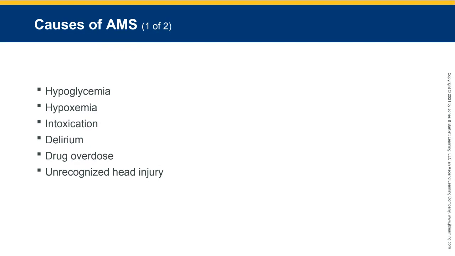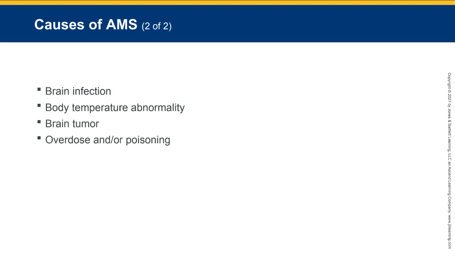The altered mental status can also be caused by drug overdose. There are various drugs, which you will discover in your toxicology lecture. It can be due to unrecognized head injury. It can be because of a brain infection. It can be because of abnormalities with the body temperature, brain tumor, overdose, or poisoning.